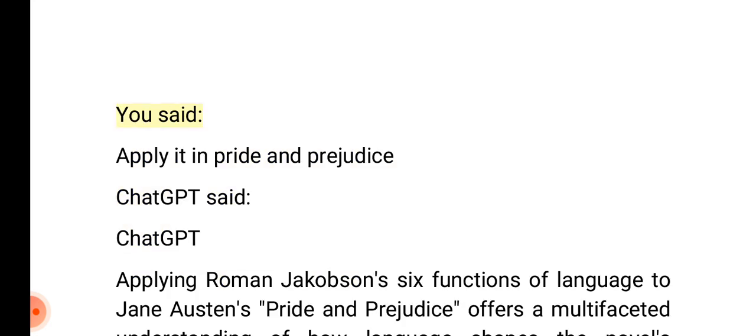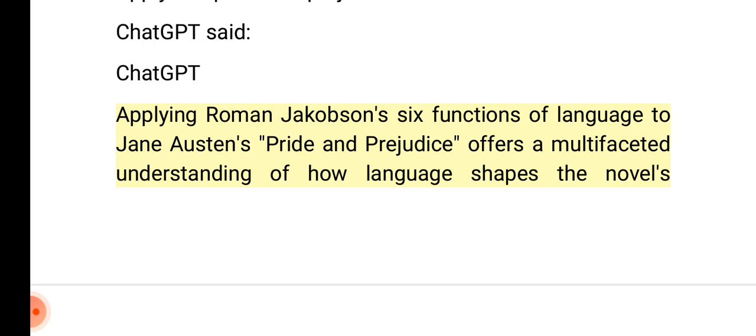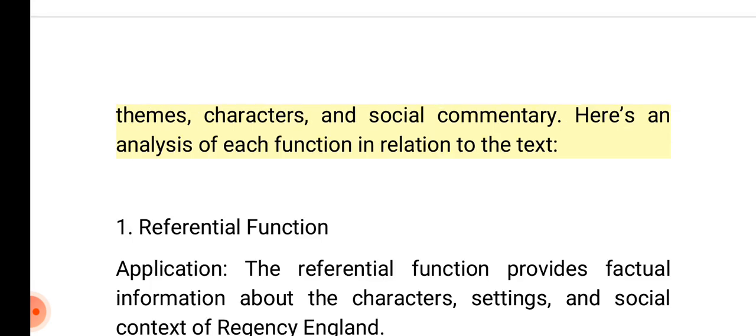You said: Apply it in Pride and Prejudice. ChatGPT said: Applying Roman Jakobson's 6 functions of language to Jane Austen's Pride and Prejudice offers a multifaceted understanding of how language shapes the novel's themes, characters, and social commentary. Here's an analysis of each function in relation to the text.